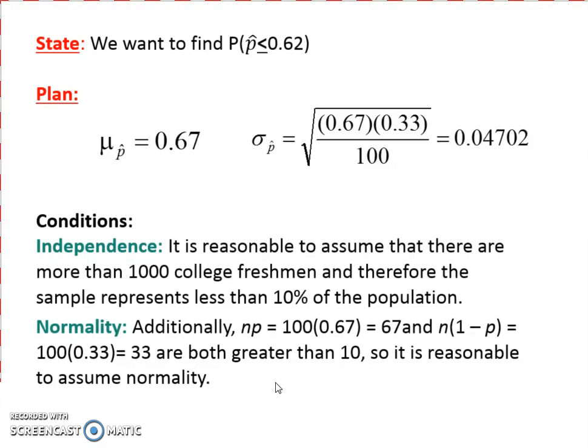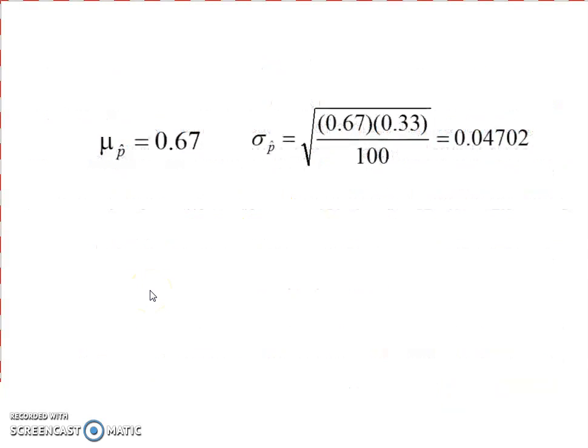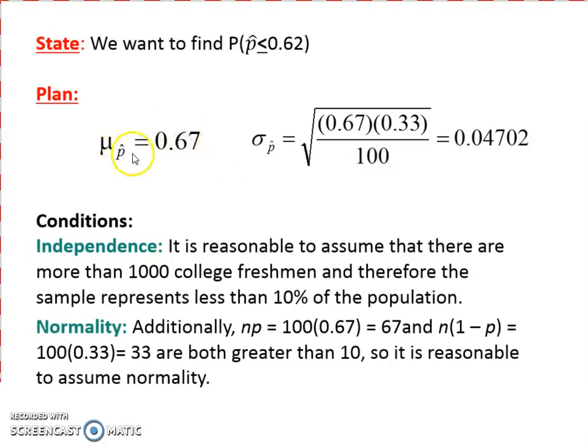So, go through our steps. What do we want? We want to find the probability that our sample proportion is less than or equal to 0.62. Where did 0.62 come from? Well, it says that they found that 62 out of the 100 support this, and we want to know the probability as a result of that sample. So 0.62 is our goal here. So the mean of our sampling distribution of sample proportions is 0.67. And here is our standard deviation of that sampling distribution.